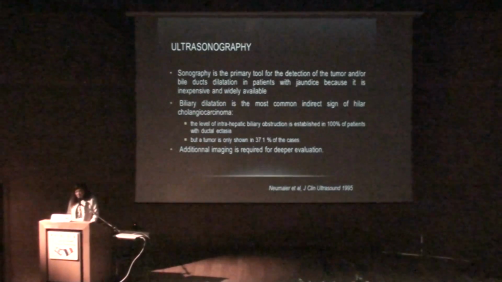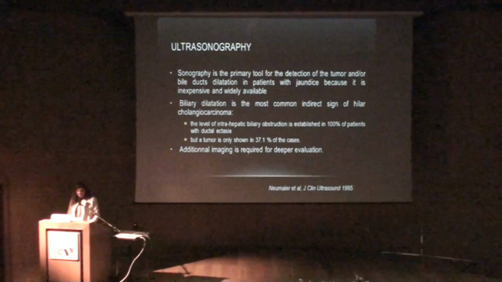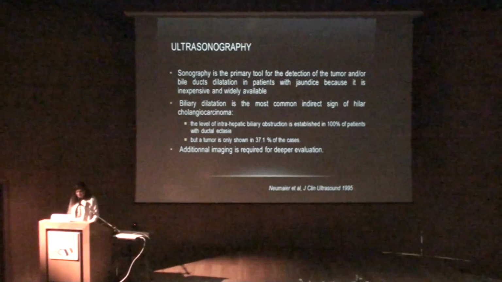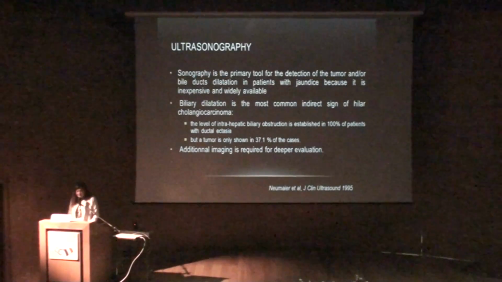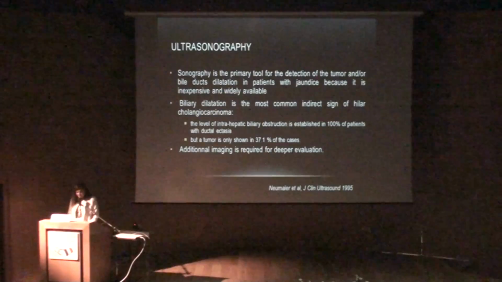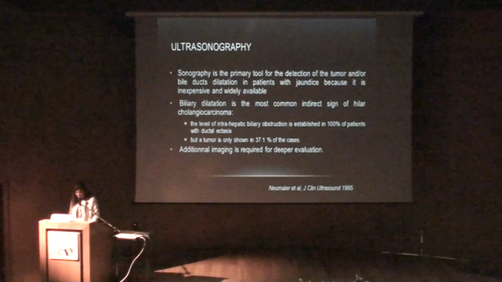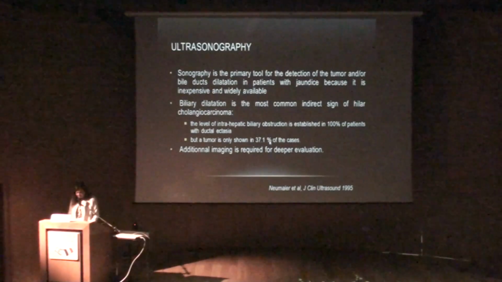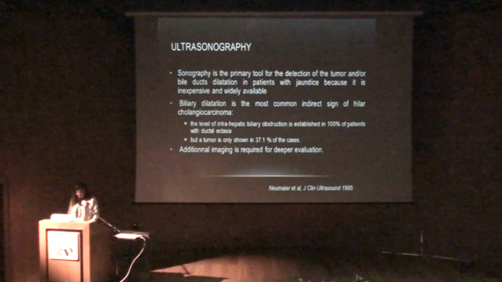So when you do ultrasonography, usually you can detect the bile duct dilatation above the tumor in patients with jaundice, because this technique is inexpensive and widely available, but you don't really see the tumor. The tumor can only be shown in 30 to 40% of cases. So you will need additional imaging for deeper evaluation.